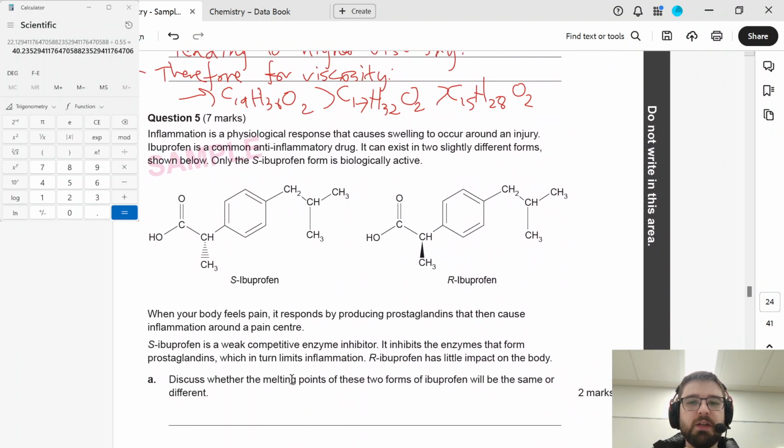Alright. Anyway, so the swelling, ibuprofen is a common anti-inflammatory drug. It can exist in 2 slightly different forms. Only the S-ibuprofen form is biologically active. When your body feels pain, it responds by producing prostaglandins that then cause inflammation around a pain center. S-ibuprofen is a weak competitive enzyme inhibitor. It inhibits the enzymes that form prostaglandins, which in turn limits inflammation. R-ibuprofen has little impact on the body.